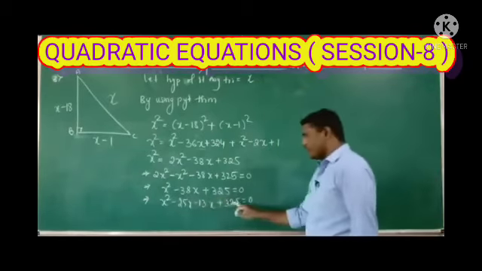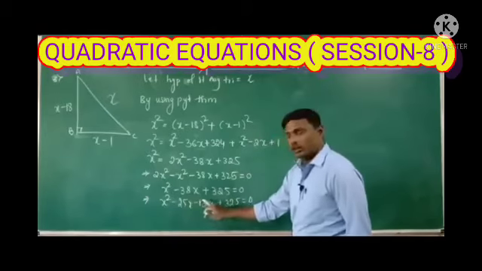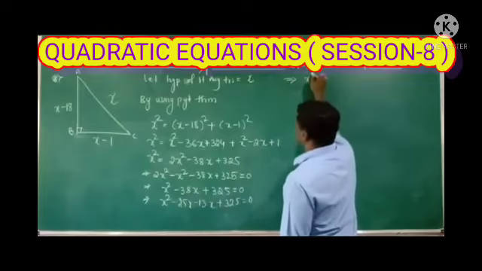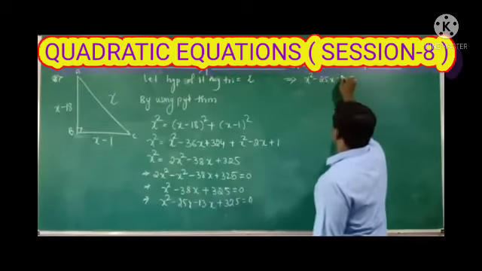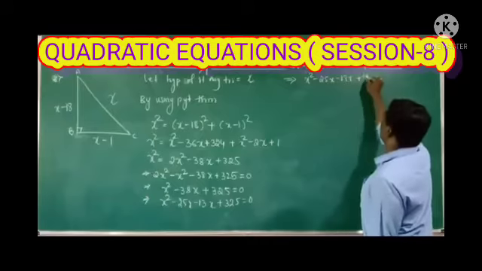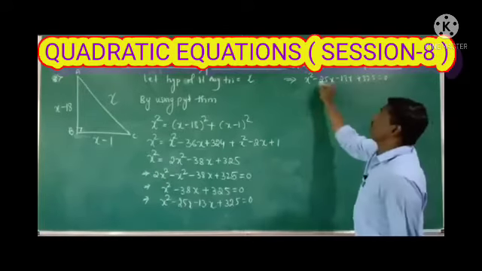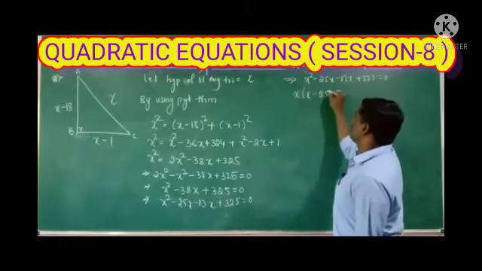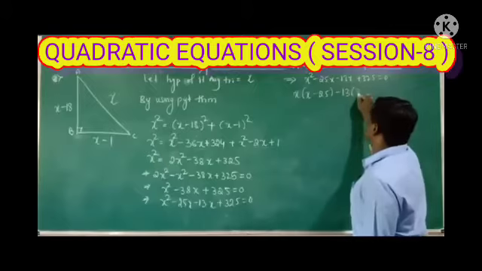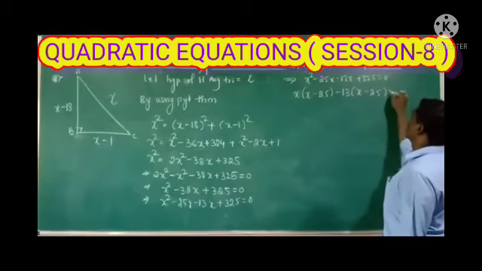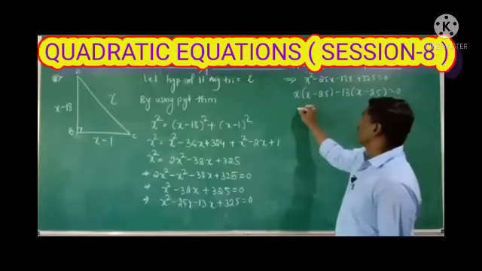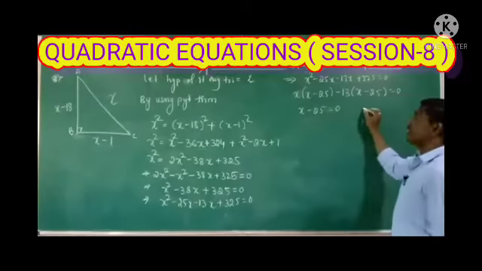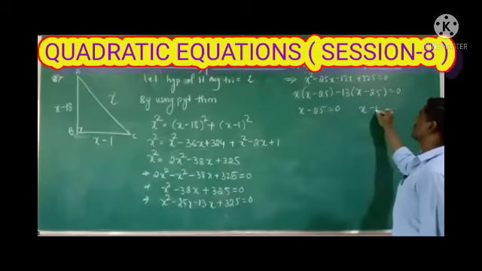25 13s are 325, minus 25 and minus 13 is minus 38. Now x square minus 25x minus 13x plus 325 is equal to 0. In the first two terms, what do we have to take common? x minus 25, plus minus 13, again x minus 25, which is equal to 0. Now x minus 25 is equal to 0 is one term, and another term is x minus 13.